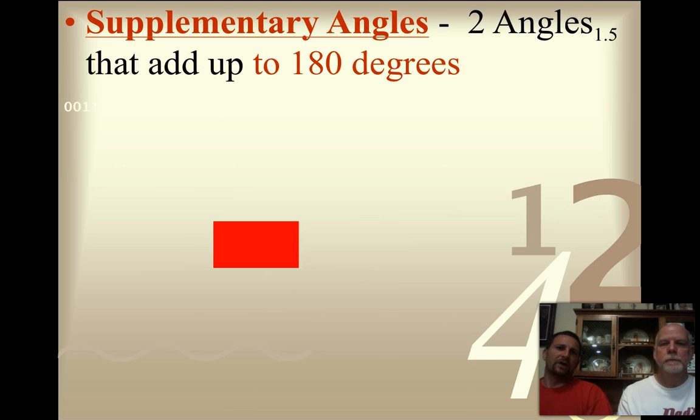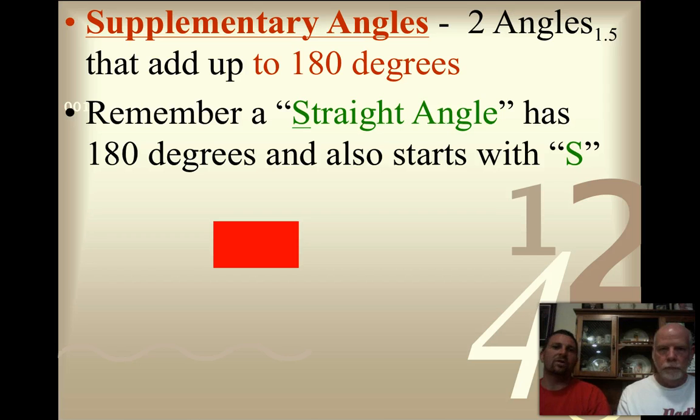So supplementary angles, guys. This is complementary's counterpart, and it's two angles that add up to 180 degrees. Basically that's the big difference. You've got to remember that complementary adds up to 90, and you got to remember that supplementary adds up to 180. It's pretty simple. We're not pulling any punches with you guys on this stuff. So remember, a straight angle has 180 degrees. And it also starts with S. So if you need another way to remember it, supplementary is like straight angle, 180. And they just have to add up to 180 degrees.